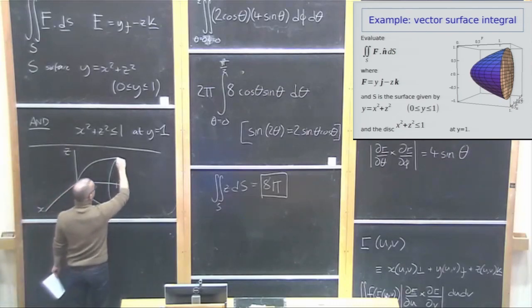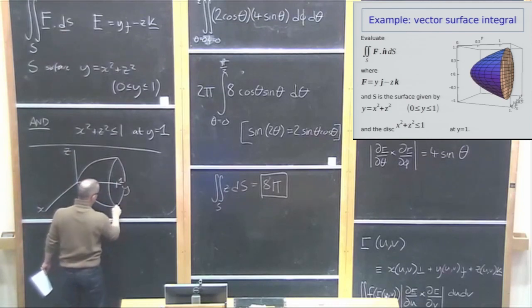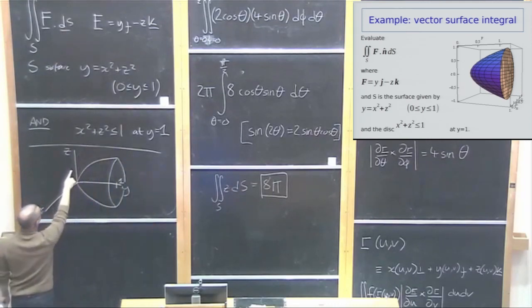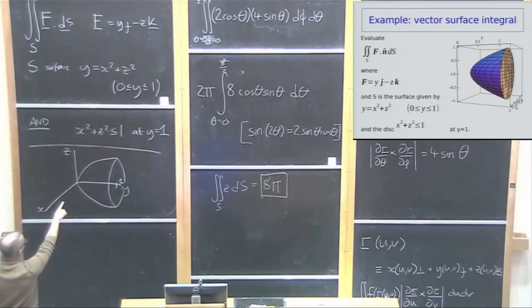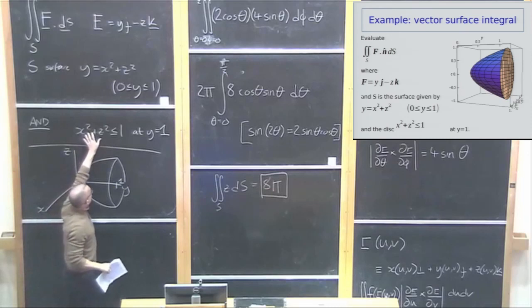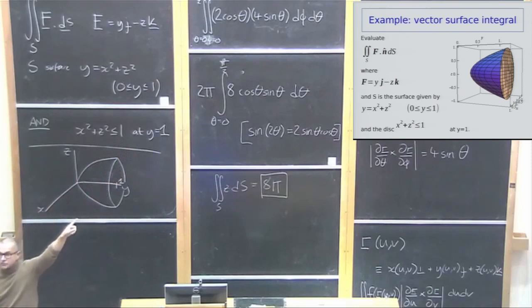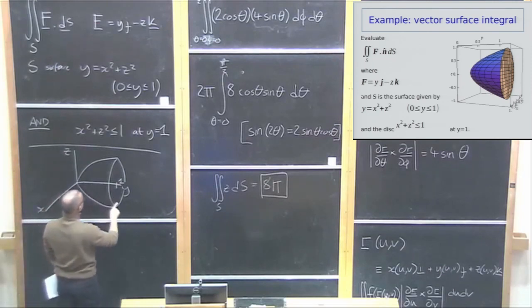And it is capped at y equals 1 by a disk which is defined by x squared plus z squared is less than or equal to 1. So that's obviously the equation of a circle, and that means that it's got all the ranges between 0 and 1. So that's essentially shorthand for a disk of radius 1 at y equals 1.